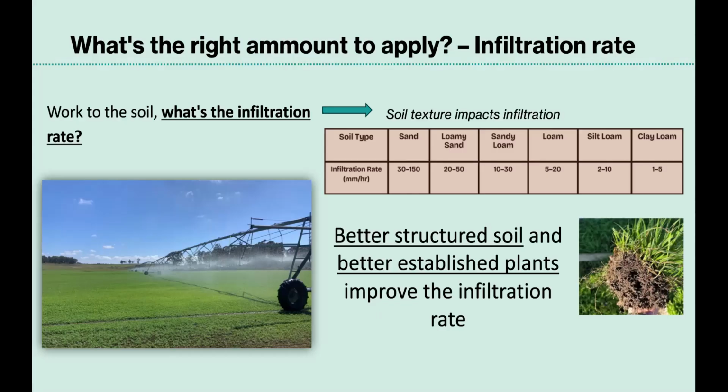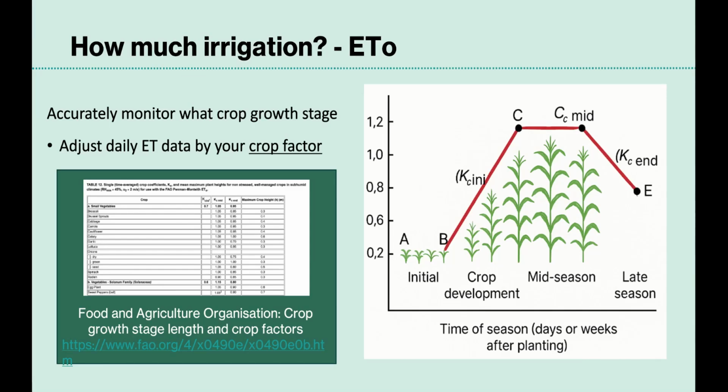So once you've decided to turn on the irrigator, what amount of water do you apply? Firstly, work to the soil. What's the infiltration rate? If you're irrigating to that, then you won't be losing any water to runoff. I recommend finding out the right amount to apply and then adjusting the frequency that you apply that amount. The bigger question is, how much water do you need to use? The ET calculation is useful here because, put simply, we want to know how much water our plants are using.